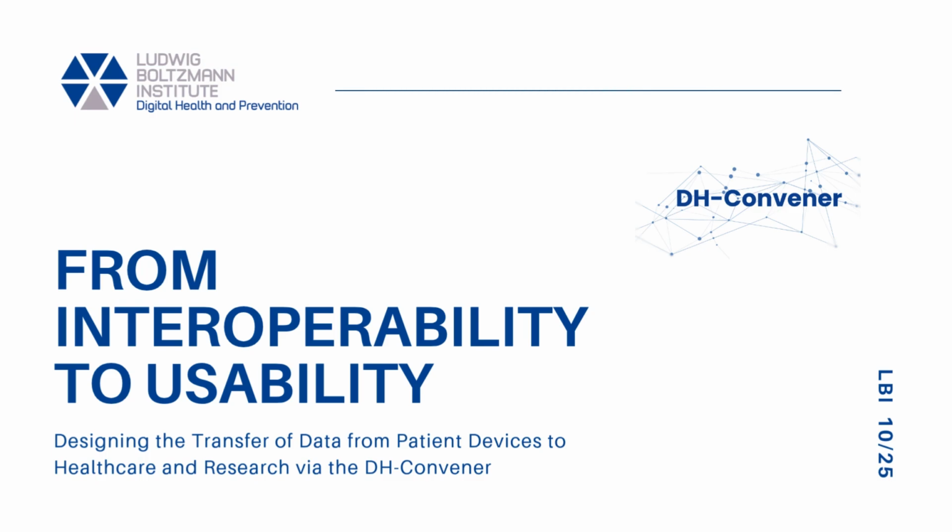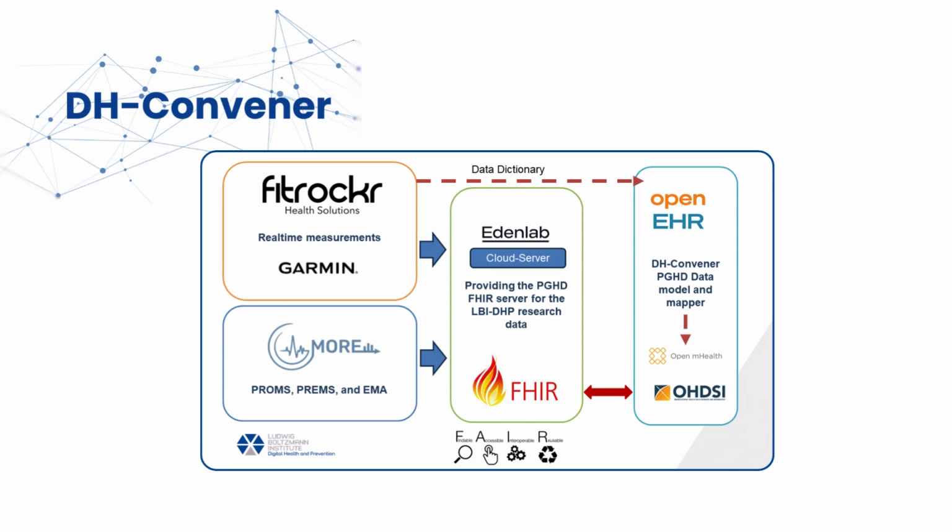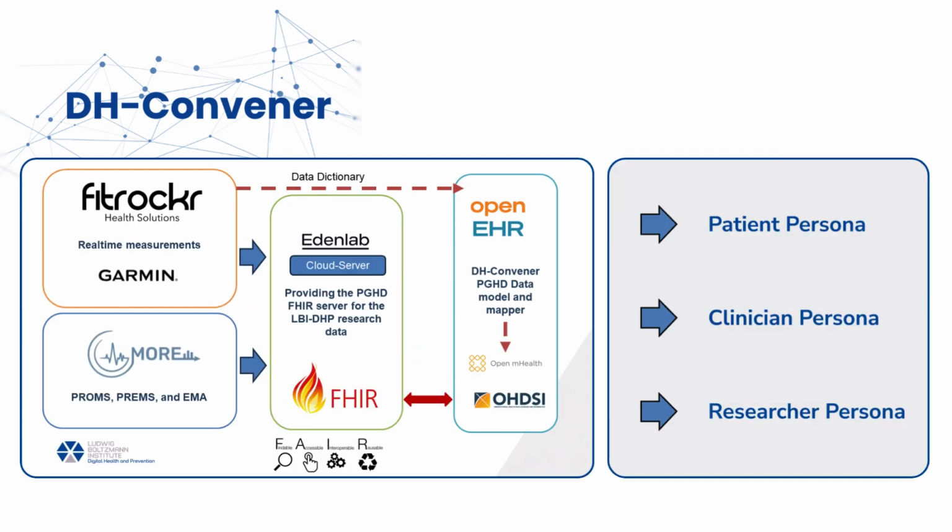Now we will present to you our journey from interoperability to usability with the DH Convener. This is where we left off, with the paths laid out between different platforms and servers. Now we will show how this data from FHIR and other platforms can be used for primary and secondary purposes by patients, healthcare professionals, and researchers.